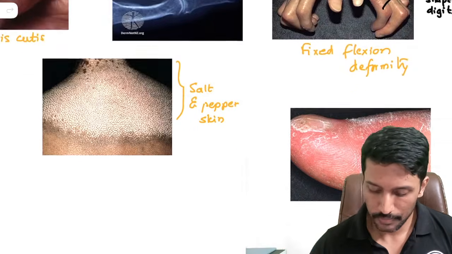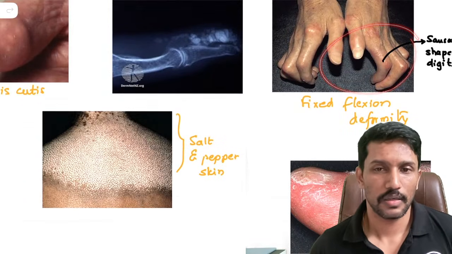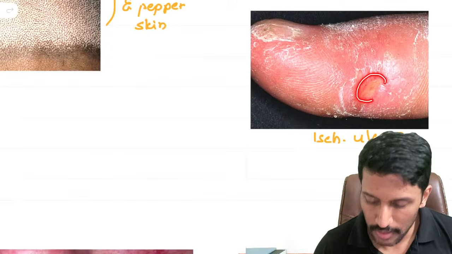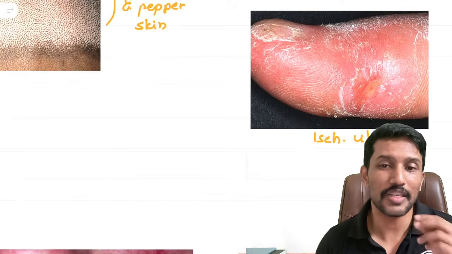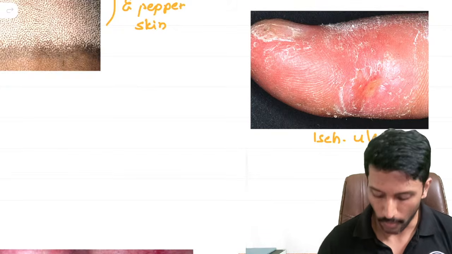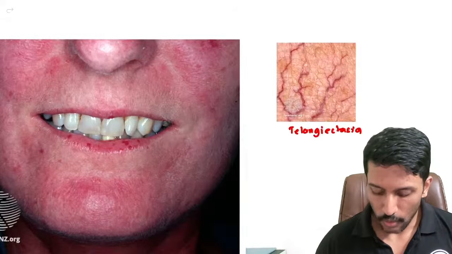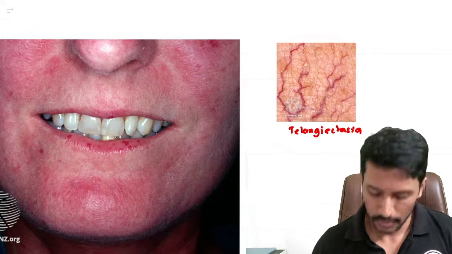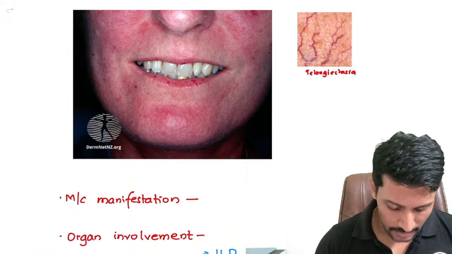So in the same patient with this fixed flexion deformity and sausage shaped fingers, you can also see, if you closely examine, there are ulcers. These ulcers are ischemic because the blood flow to this part was cut due to vasculitis. Okay. Then the vasculitis also leads to telangiectasia, right? Abnormal dilatation of arterioles and capillaries.